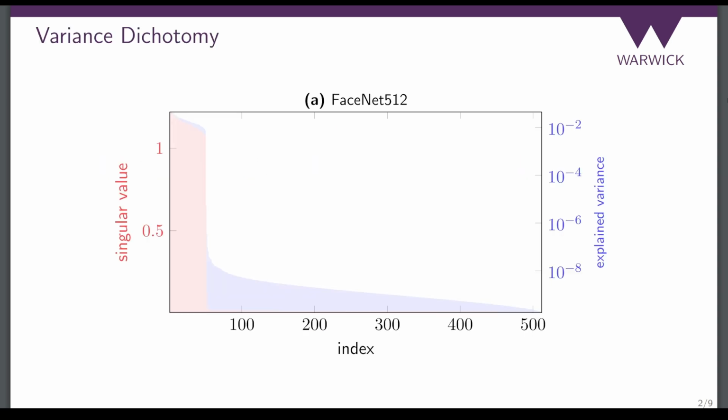Throughout this work, we focus on facial recognition systems using a Siamese deep neural network architecture, where images of faces are mapped to a lower dimensional feature space. In this figure, we look at FaceNet, which has a 512 dimensional feature space.